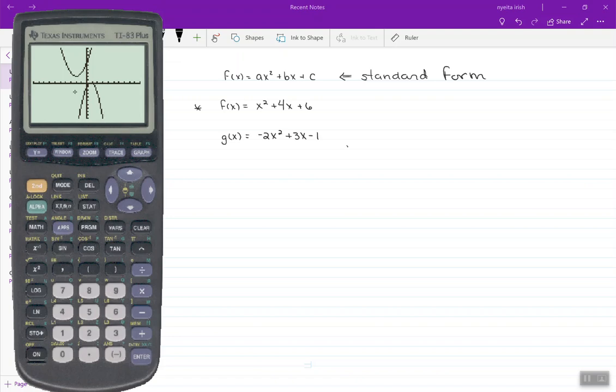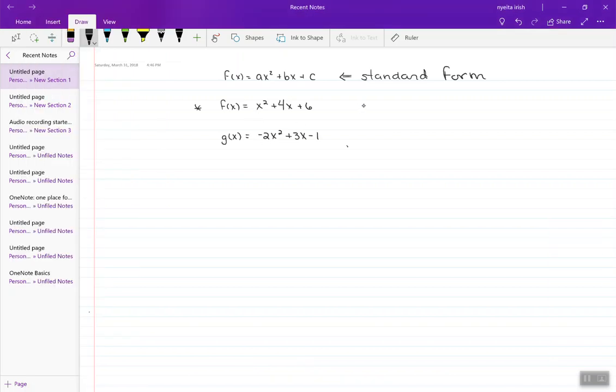What determines whether it opens up or down is the number in front of the x squared, or the a term. If a is greater than 0, or it's a positive number, it's going to open upward. If the a, in this case -2, is less than 0, then the parabola opens downward.